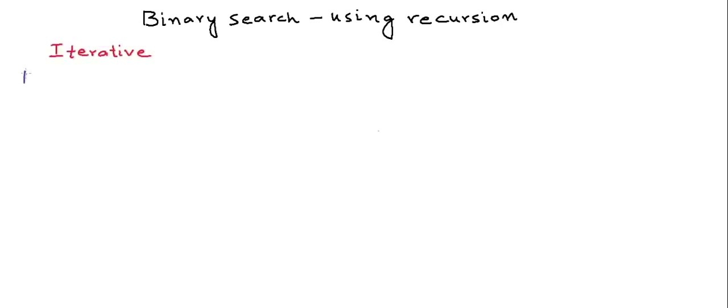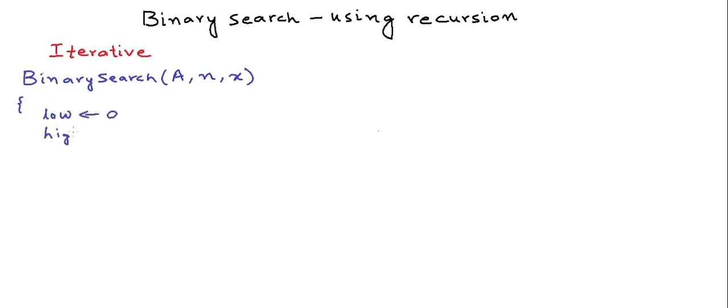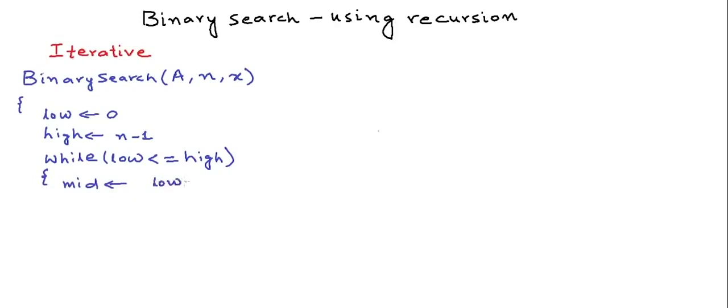So I will write a method binary search that will take as argument a sorted array A, the size of the array n, and an element x that is to be searched for. Then we initialize two variables, low and high, low to 0 and high to n minus 1, and we say that while low is less than or equal to high, calculate middle index as low plus high upon 2.